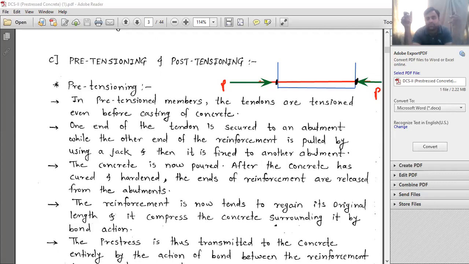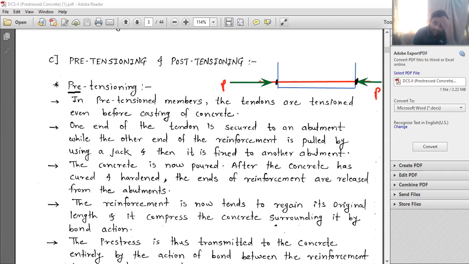Whatever excess part is outside, which we had taken to apply the prestressing force, that part will get cut down. Now the stresses are introduced in this tendon, and these stresses are introduced in the tendon before pouring of the concrete. अभी तक हमने concrete नहीं डाला है. Before pouring of the concrete, so this is called pre-tensioning. Pre means before pouring of the concrete. Internal stresses are getting developed over here.